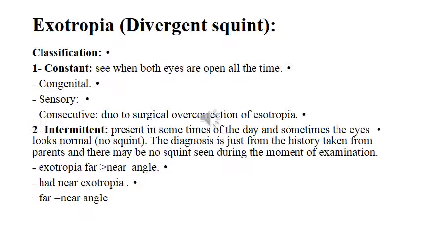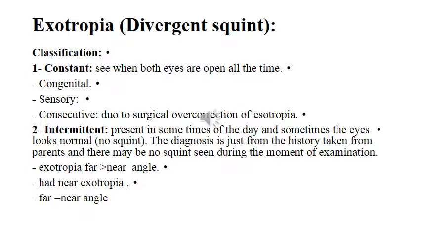These subtypes depend on whether the angle is higher for near or for far. We mentioned simply these notes: exotropia for far more than near, or exotropia equal for far and near, or exotropia for near more than far. This depends on a special examination technique. All you have to know is the nature of intermittent exotropia and the treatment.